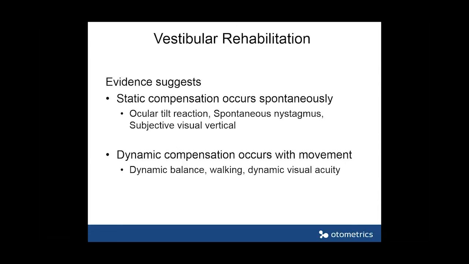However, dynamic compensation requires movement, as Dr. Barin has told us. In particular, we need people to move and do the very activities that they often avoid because they know that they look like they have imbalance or they feel dizzy when they do that. Some of those examples are we ask people to do gait and balance exercises. We start them on a walking program, and we have them do head rotation exercises.